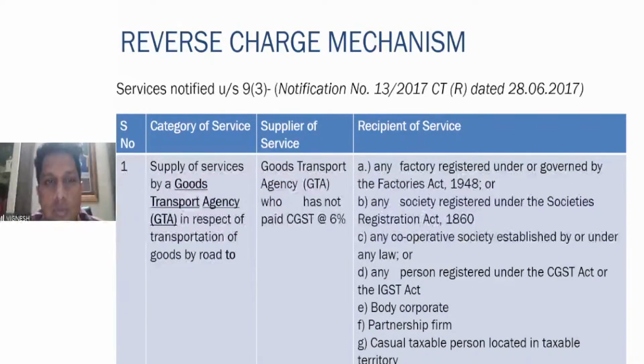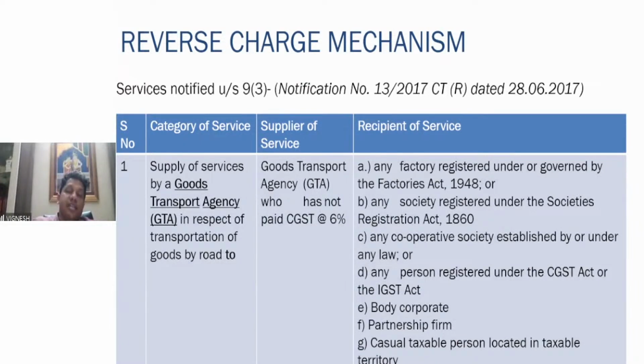So you are a goods transport agency. Goods transport agency, what is the significance of this word? Goods transport agency will come when consignment note is generated. When is consignment note generated? When the responsibility of the package to be transported is totally taken up by the goods transport agency, then the consignment note is given, and in that particular situation this will cover.